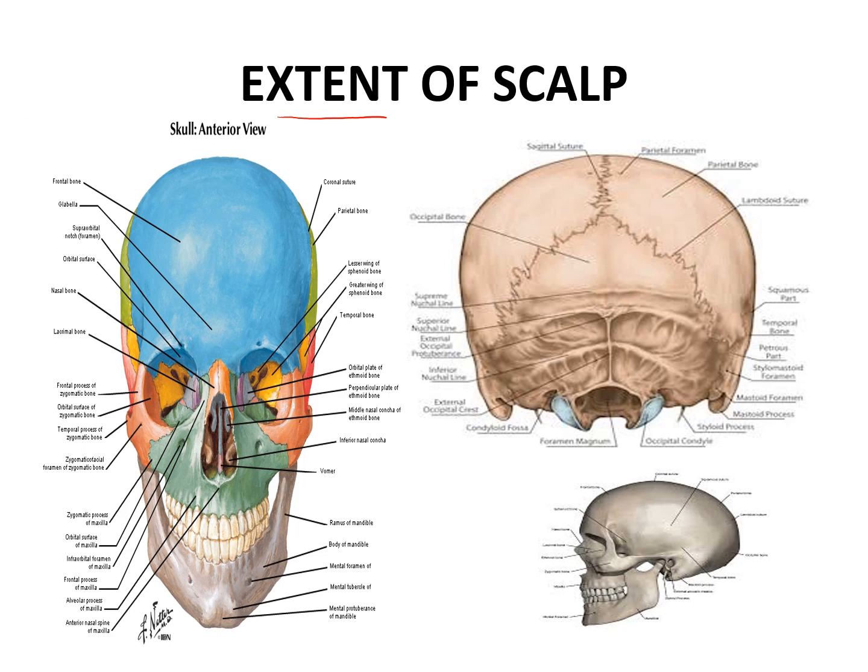Anteriorly or in the front, the scalp is attached to the supraorbital margin. So this is the orbit. So above this, there is a margin which is called as supraorbital margin.